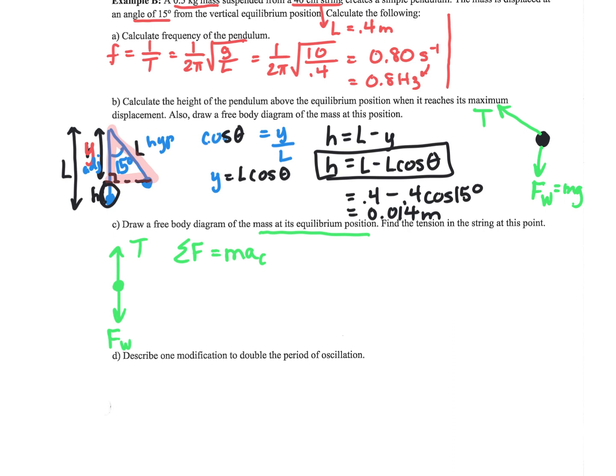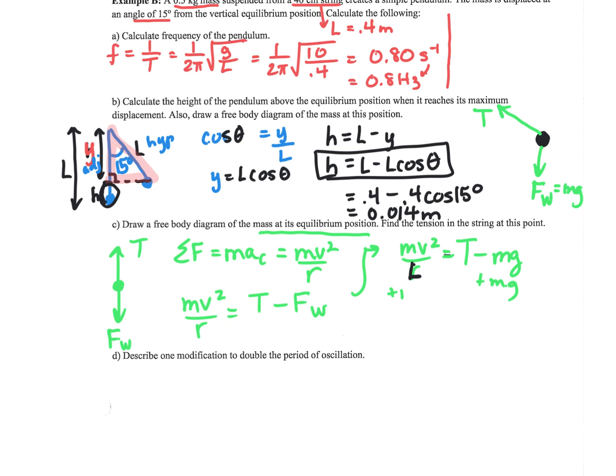Well, that mv squared over r has to be equal to T minus the weight. Okay? Well, let's bring it up here. mv squared over r, and that r is actually L, isn't it? So this is really L, and we know this is T minus gravity, which is straight down, which is straight up mg. So if we want to solve for T, we simply add mg to both sides, which means the tension is equal to mv squared over L plus mg.